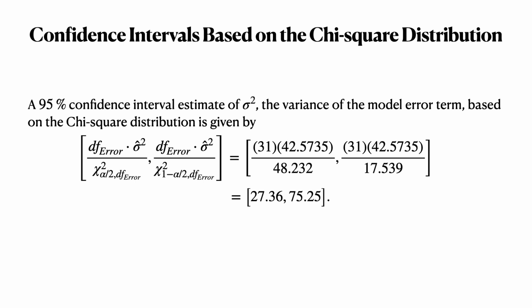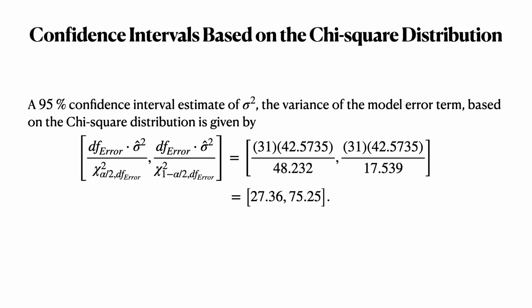And so we see here that both the lower and upper endpoints have the same numerator in these formulas: the degrees of freedom for error times the point estimator of sigma squared. Where they differ is in the denominators of those formulas. The denominator for the left endpoint is the upper alpha over 2 percentage point of the chi-square distribution with degrees of freedom equal to the error degrees of freedom. And for the upper endpoint, the denominator is the upper 1 minus alpha over 2 percentage point of the chi-square distribution with degrees of freedom equal to the number of error degrees of freedom in the ANOVA.